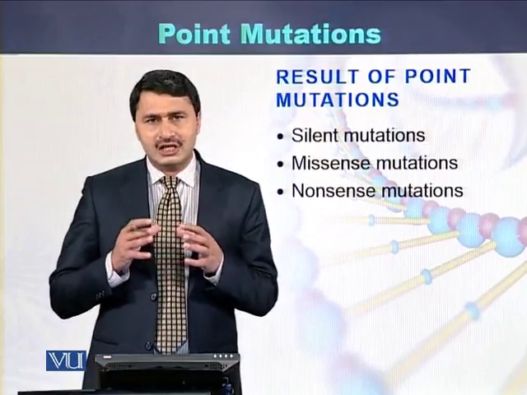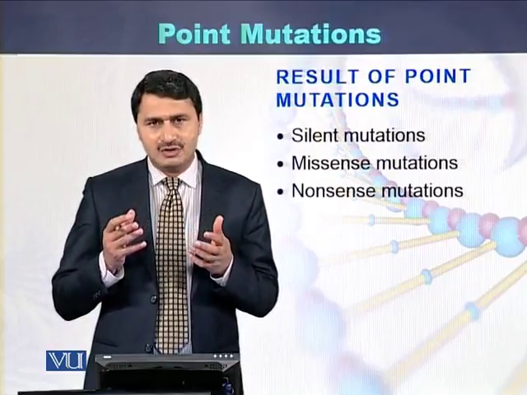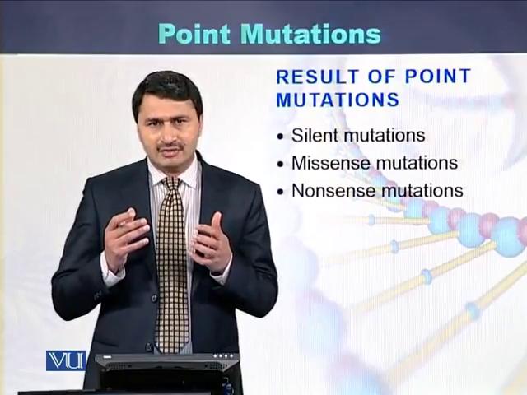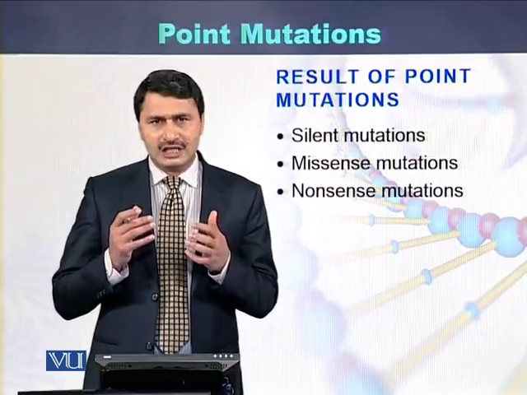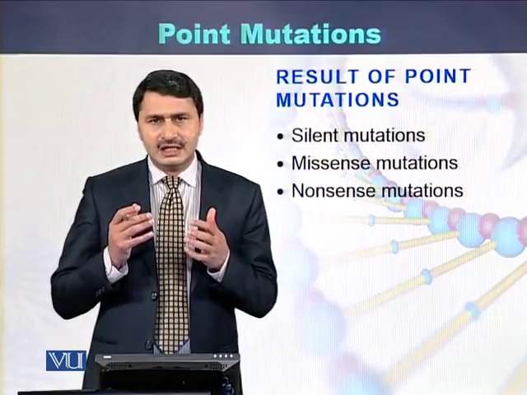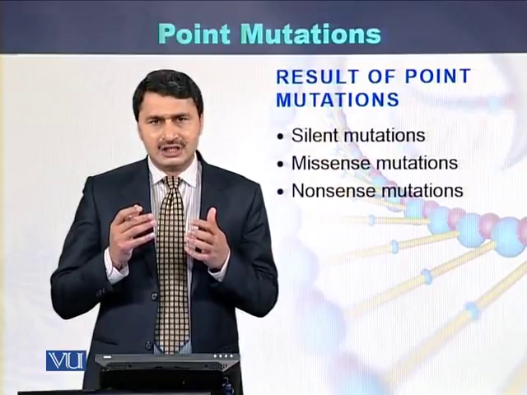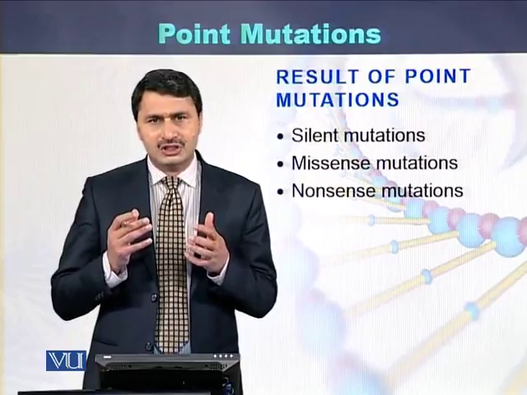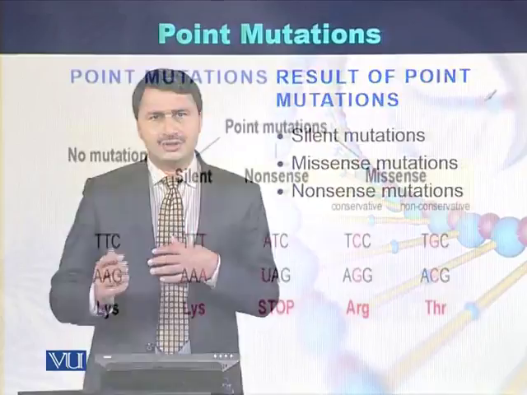Point mutation results in three forms. It can be in the form of silent mutations, missense mutations, and nonsense mutations. But in addition to these three types, if there are single nucleotide deletions or single nucleotide insertions, which result in frame shift mutations, they are also considered types of point mutations.